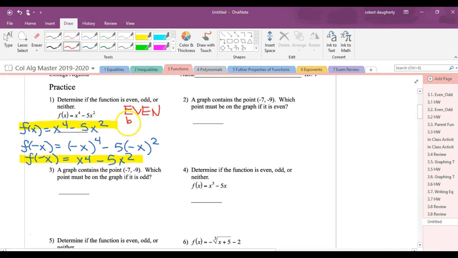Why is it even? It is even because f of x equals f of minus x. If the point -7, -9 is on the graph, what must be there if it's even? If it's even, I go to the opposite x value and I should get the same y value back. If that function is odd, I can go to the opposite x value, and instead of getting the same y value back, I get the opposite y value.